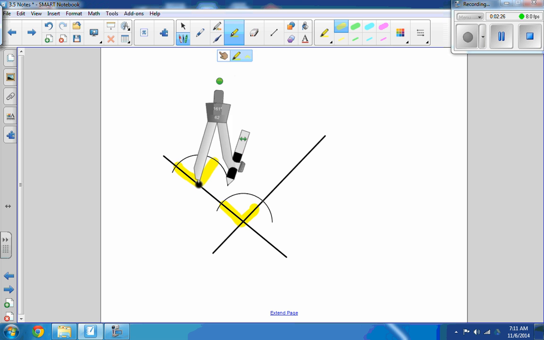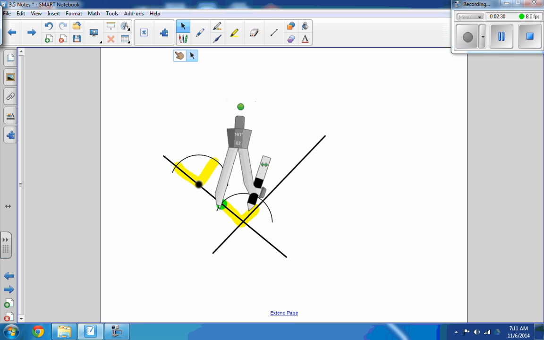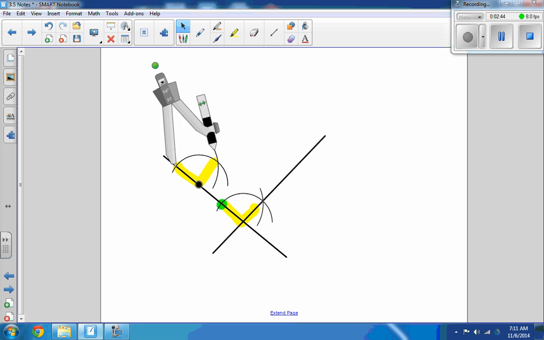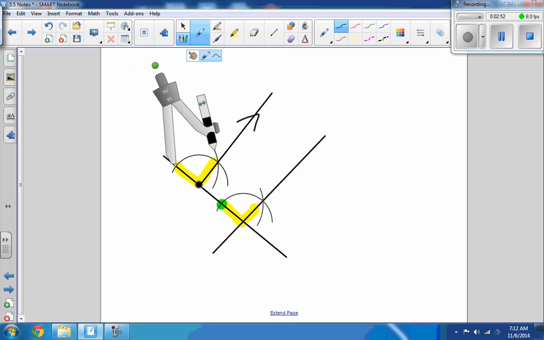I then put my rotation point here. My rotation point is there, and then I extend out until my compass intercepts the line in the first arc. And then I repeat that step over here. And there we go. Going through the two interceptions of those arcs, I create my line, and I've got two parallel lines.